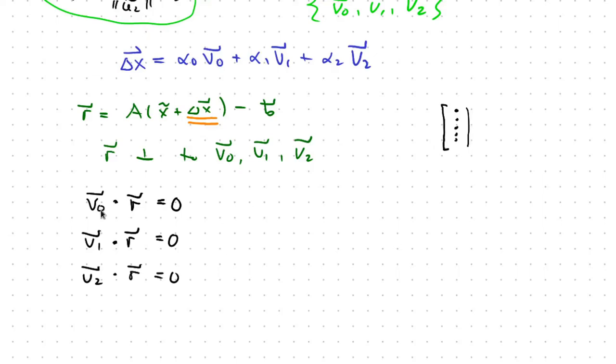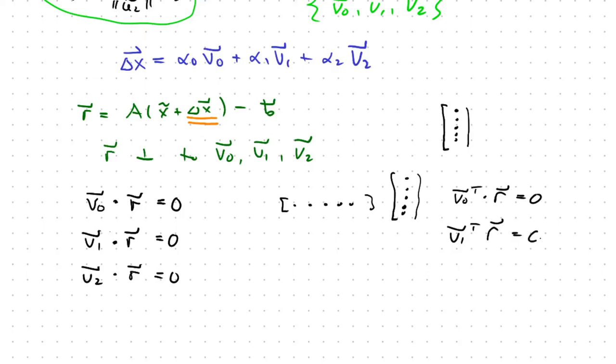So if I want to write V0 dotted with R, that's the same thing as writing it as a row vector times R as a column vector. So that's the same thing as taking V0 transpose times R and saying that's 0. This is going to be V1 transpose times R, must be 0. This is V2 transpose times R is 0.